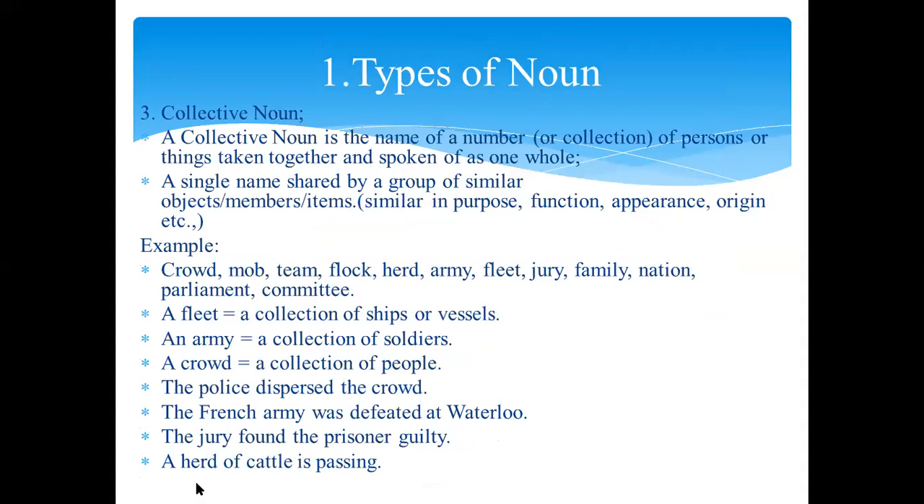Okay, beta. Now we've got here the third category, that is collective noun. Collective noun actually, as per Wren and Martin's book, is a single name that is given to a group of or number of or collection of persons or things taken together and spoken of as one whole.